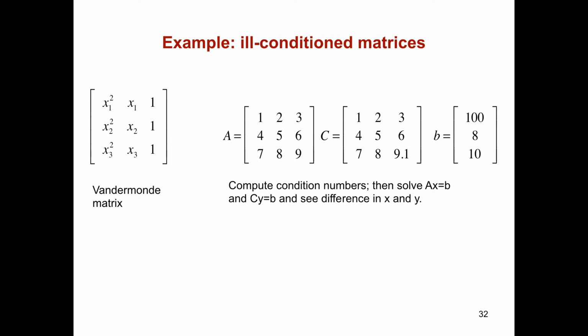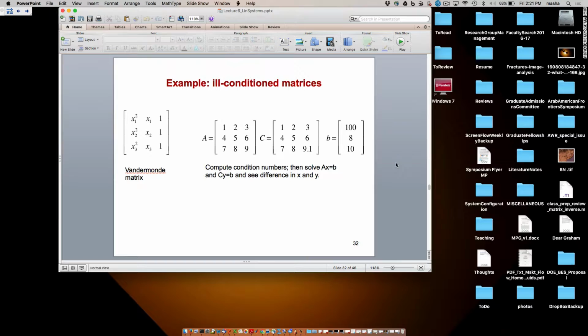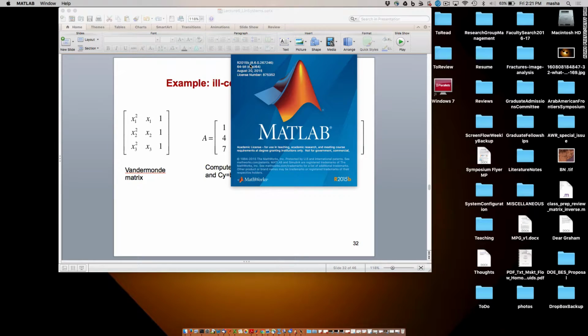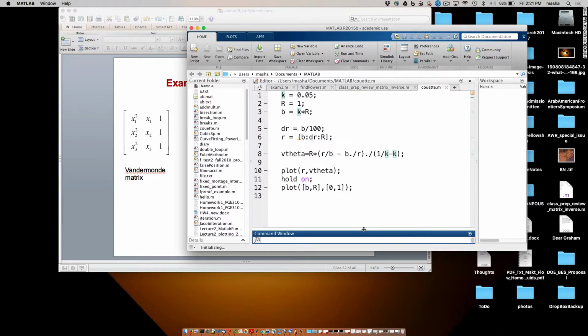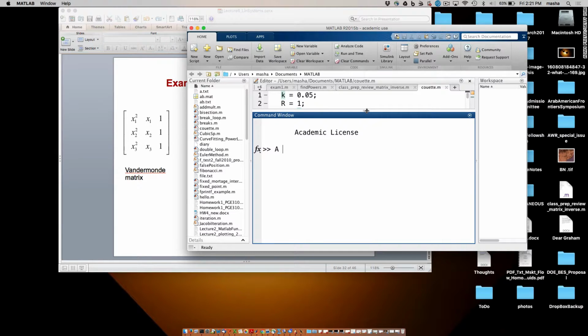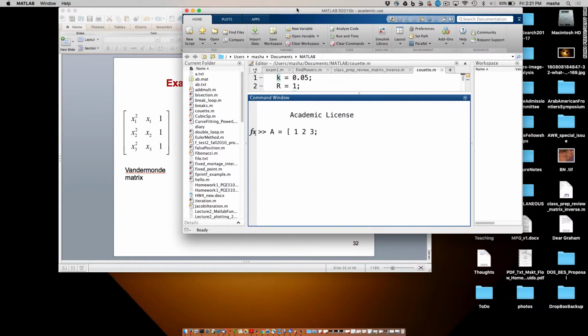And here's another example. Let's actually open up MATLAB and type in A and C from this example. The only difference between A and C is 0.1, and it's here. So if I open up MATLAB, my A is 1, 2, 3, 4, 5, 6.